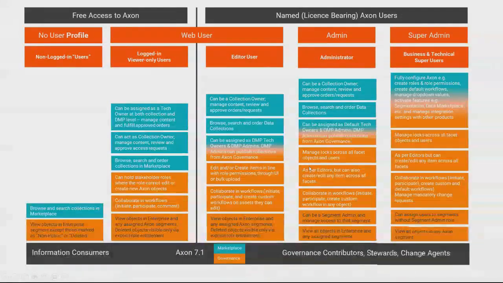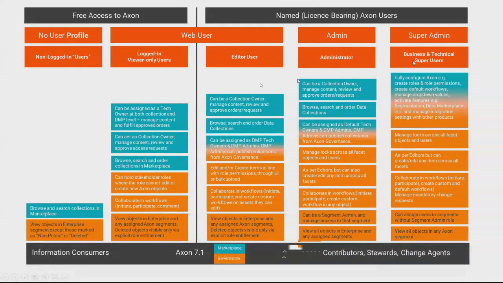These are key metrics that many of the users request to know, like what is the free access and license-bearing Axon for the users. This might answer those set of questions. You can see there can be non-logged in users who can view the public assets, that is, read only. And there is a web user section where it can be logged in view-only users, or it can be an editor user. So the viewer-only users can basically act as a collection owner managing content, review and approve the access requests.